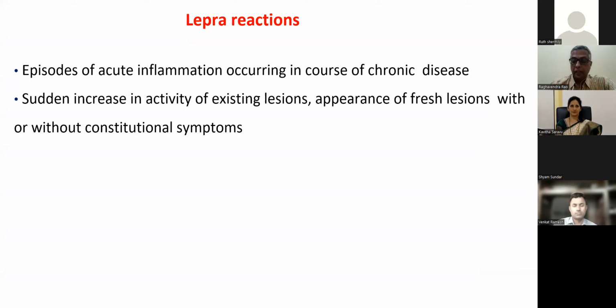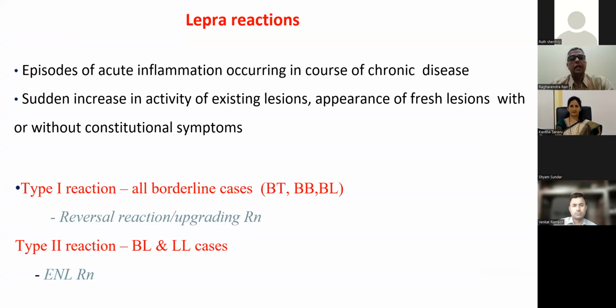So what are the types of lepra reactions? We have two types of lepra reaction. Type 1 lepra reaction is classically seen in the borderline spectrum. As I told you in the beginning itself, it's a very immunologically unstable spectrum. So immunity can shift in either direction, thereby predisposing them to develop type 1 lepra reaction. It is otherwise known as reversal reaction or upgrading reaction.